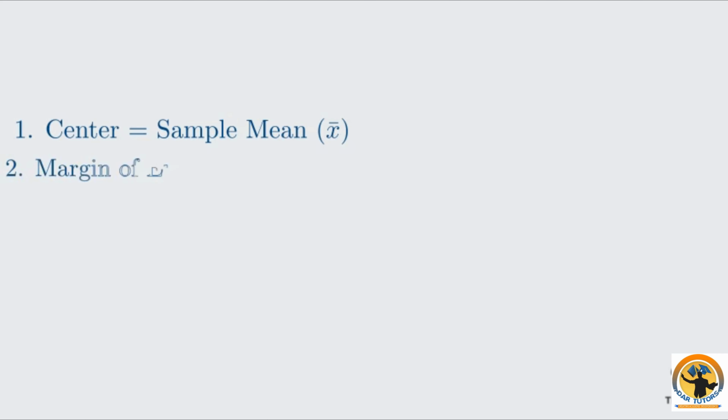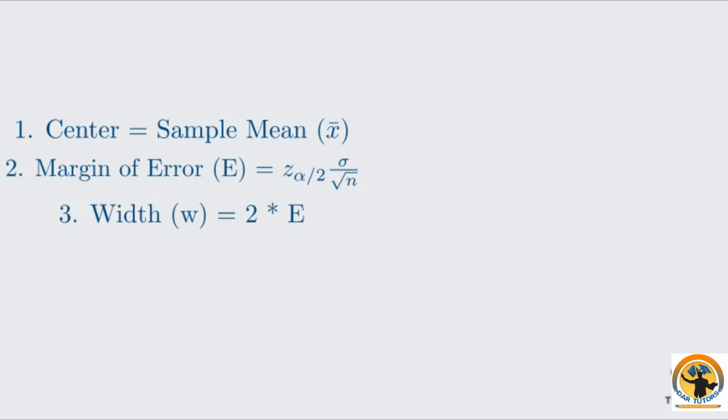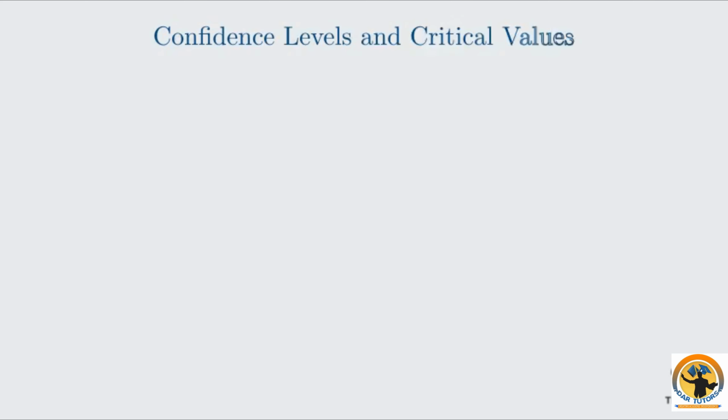The observed sample mean x bar is always at the exact center of the confidence interval. And the margin of error, which we found to be z alpha over 2 times sigma over root n, is the distance from the center x bar to either of the limits. The total width of the interval is twice the margin of error. So far, we've focused on the 95% confidence level, but we can choose any level of confidence, like 90%, 98%, or 99%. The process is the same.